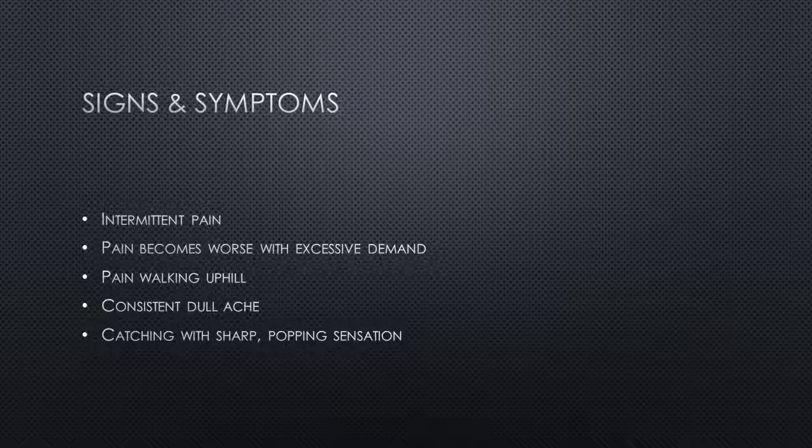Signs and symptoms include that during the initial phase, many patients first notice an intermittent pain in the front of their hip or groin area. The pain may become worse with excessive demand on the hip from physical activity or after prolonged sitting. Walking uphill is found to be difficult. The pain can also be a consistent dull ache with or without a catching and or sharp popping sensation. Pain can also be present along the side of the thigh and in the buttocks.